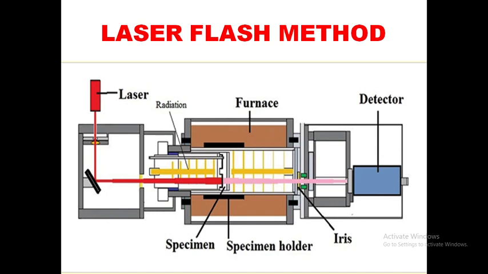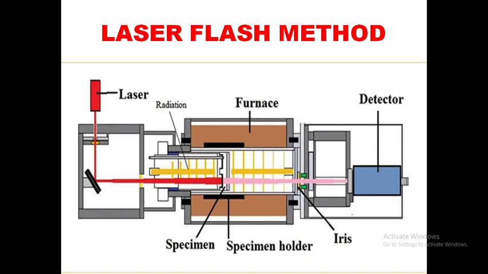An instantaneous heat pulse is generated by the laser energy. Thermal diffusivity is calculated based on the thickness of the specimen and the time t half, that is, half of the time. This value represents the time required for the backside surface temperature to reach a value equal to half its maximum value.